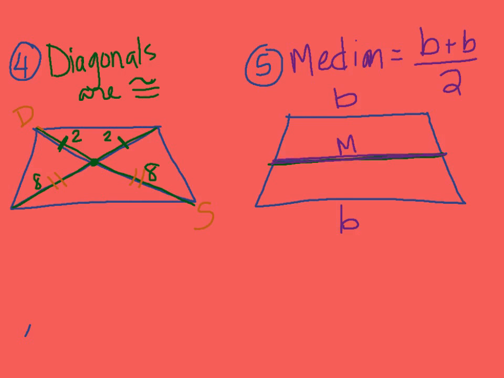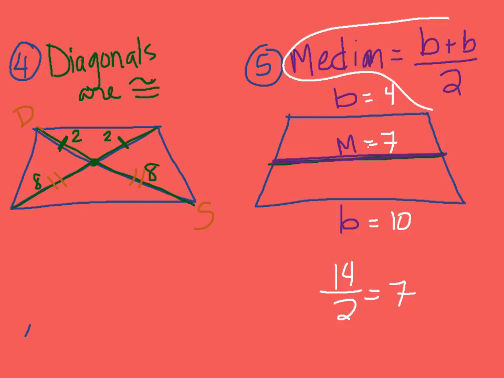So for example, let's say that my top base is 4 and my bottom base is 10. If I know that, all I do is add them together. I get 14, cut it in half, and I get 7. So that means my median, or the middle segment, is 7. So keep this in mind. Again, this formula is going to be helpful when we're solving equations in the next section. So stay tuned for Trap Part 2.